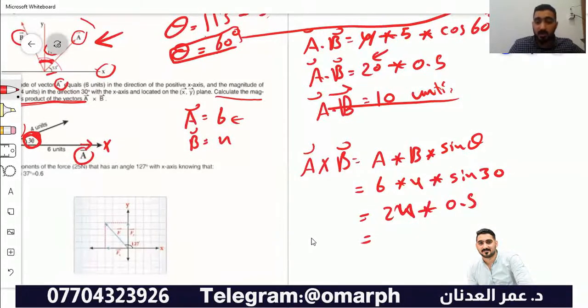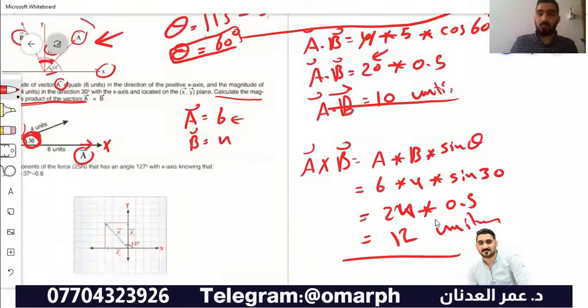That means the result of multiplication of 24 by the half is equal to 12 units. Thanks for listening.